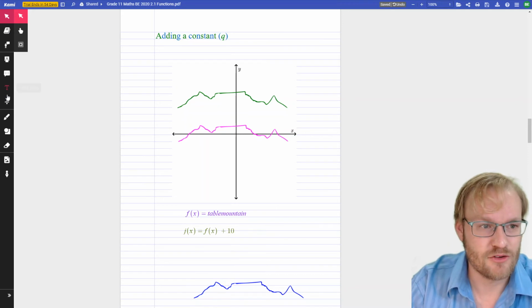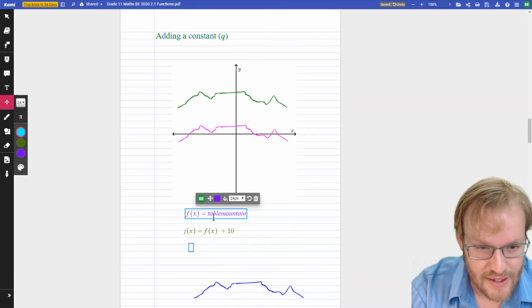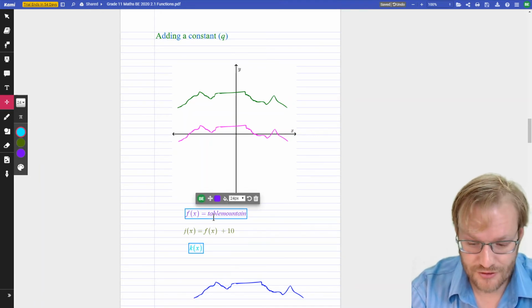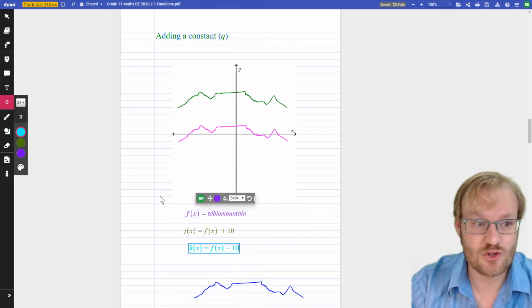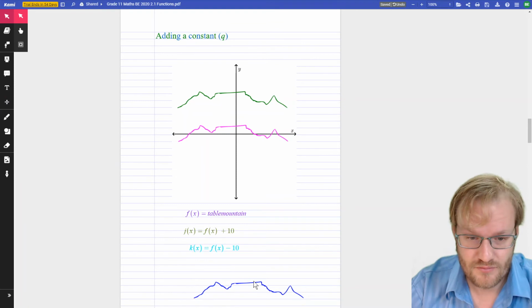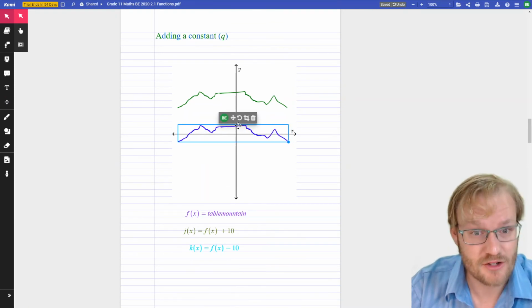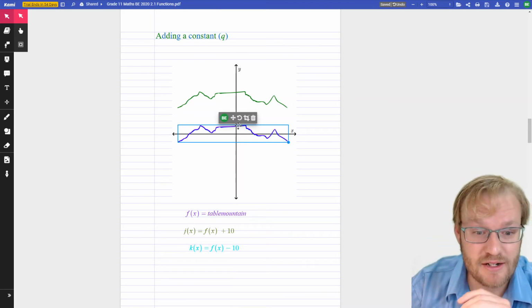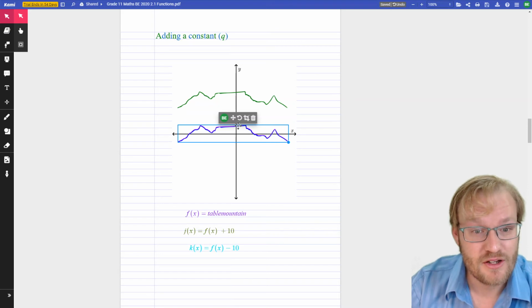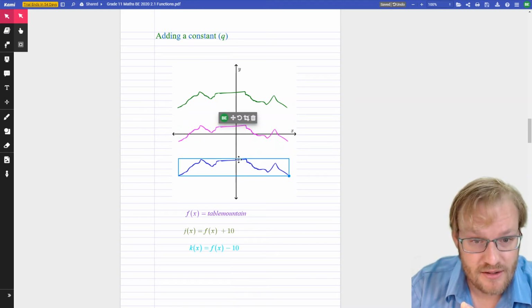Let's say that we've got another function and we've got this bright blue, and k of x, our new function, is f of x, so it's Table Mountain, and this time we're going to subtract 10. So we're going to take Table Mountain, take our original function, f of x, could have been a parabola, could have been a hyperbola, could have been an exponential, a straight line. We're going to take that function and we're going to subtract 10. So we're just going to move it down by 10.